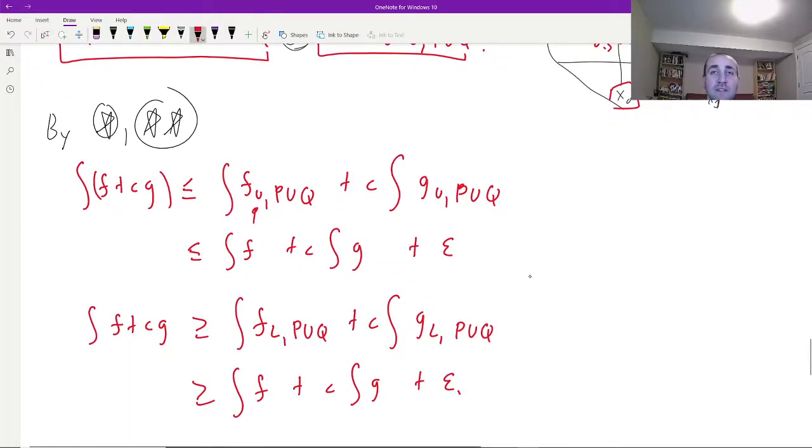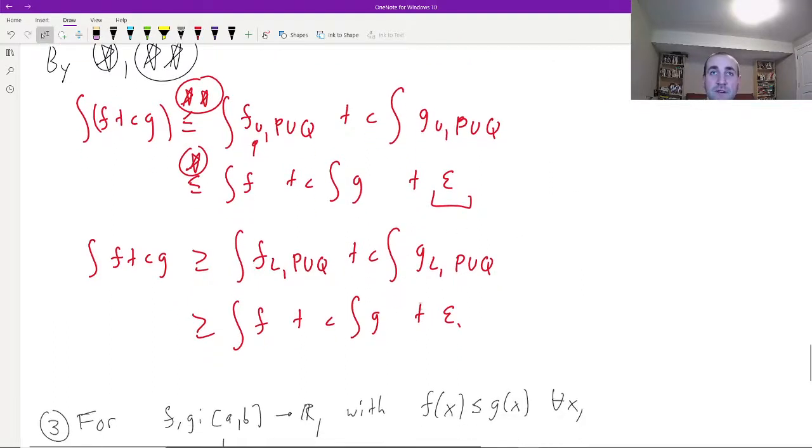The integral of f plus constant times g is bounded from above by these integrals associated with the upper bound functions. That's what we just did, double star. And then, of course, we can replace these integrals of the upper functions by the integrals themselves at some small error epsilon. So that's what we proved in star. Okay, so that gives you the upper bound on the integral of f plus cg, and then you can get the lower bound on the integral of f plus cg in essentially just the same way, but replacing all of the upper bound functions with lower bound functions.